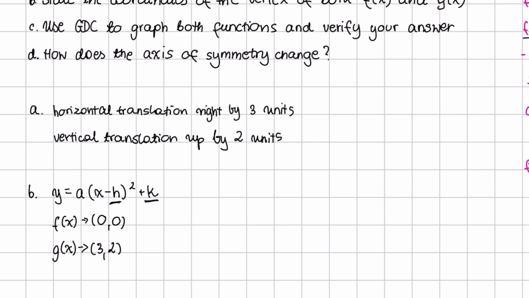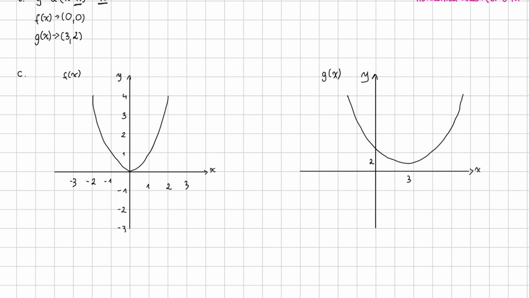However, in point C, we have to use our GDC to graph both functions and verify our answer. So in B, we can use this vertex form and our knowledge that x squared, so a simple parabola, has a vertex in 0, 0. And now we have to graph them, so we have to type them into our GDC and then redraw them on our paper. So our functions more or less look like this.